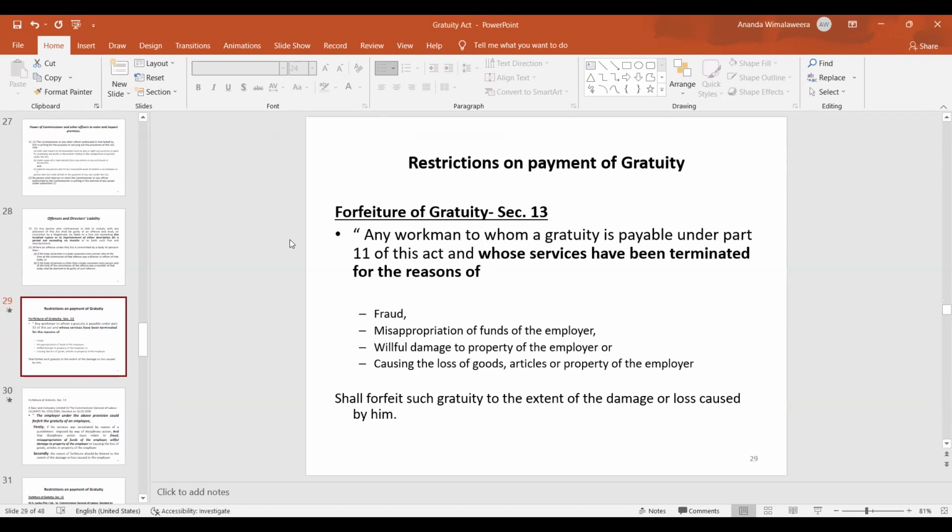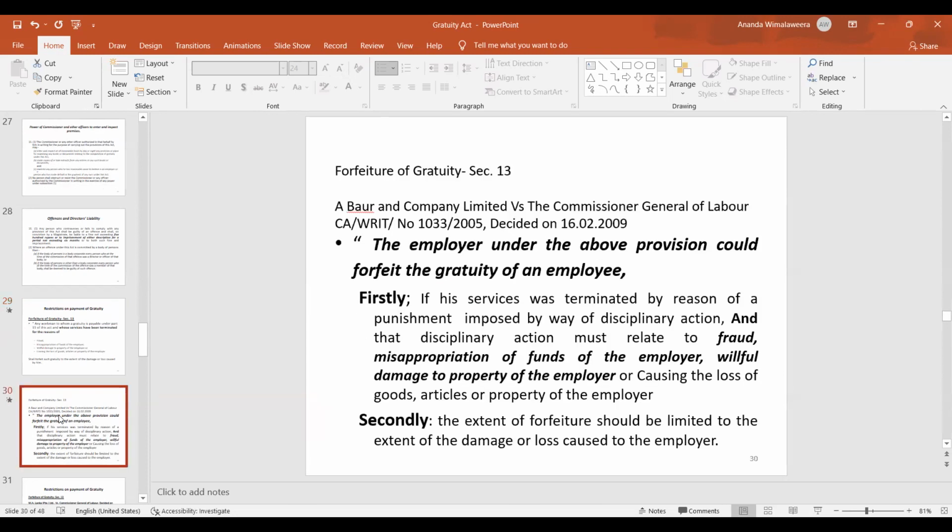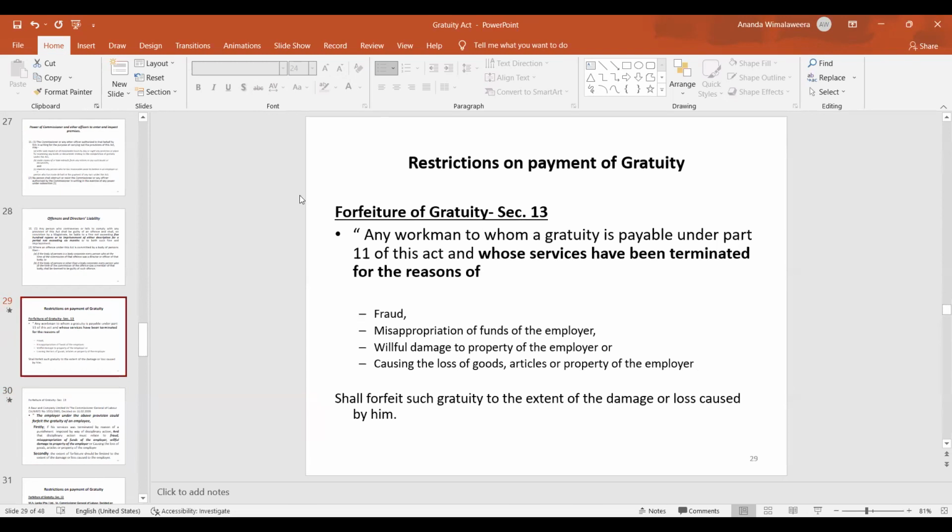Next subtopic we are going to deal with: restrictions on payment of gratuity. Within brackets, forfeiture of gratuity, F-O-R-F-E-I-T-U-R-E, forfeiture of gratuity. Close the bracket.